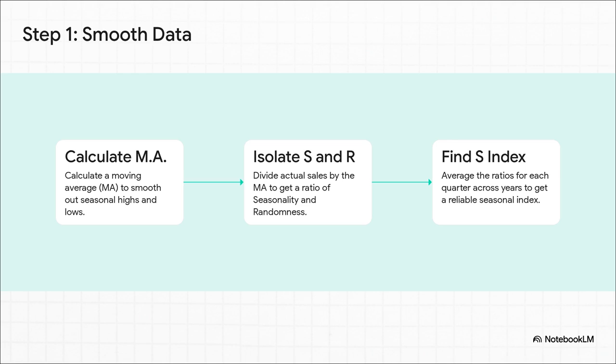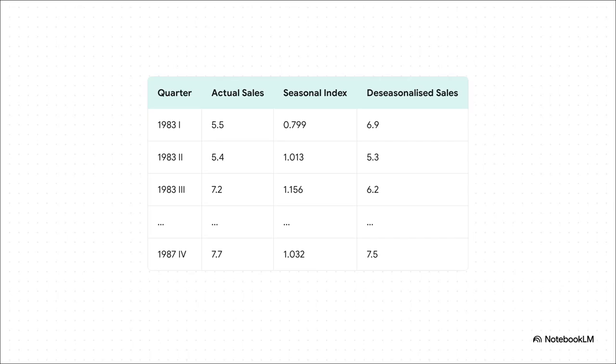Then, by comparing our original sales to this new, smoother line, we can figure out just how much impact a specific season has. That gives us what we call a seasonal index for each quarter. And voila, here's what you get after you do that. We take the actual sales, we apply that seasonal index we just figured out, and what we're left with is deseasonalized sales. Take a look at that column on the right. See how much cleaner that looks? It's a way clearer picture of the business's real performance now that we've basically surgically removed those predictable seasonal bumps.